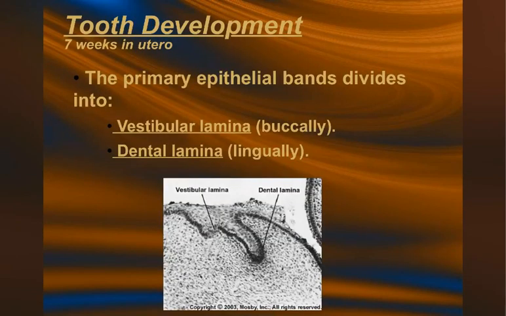The week after, which is week 7, we see that the primary epithelial band invaginates deeper and divides into two laminae. One is called the vestibular lamina, which is here, and one is called the dental lamina, which is here. The vestibular lamina is located buccally.